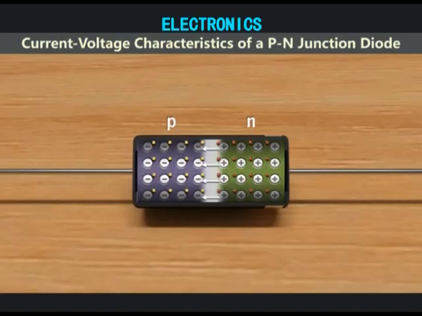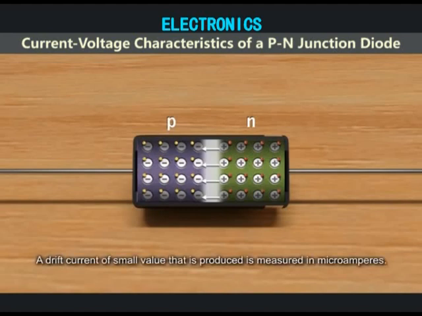The diffusion current reduces enormously, but some of the holes on the P side and the electrons on the N side come close to the junction and are swept towards the majority zone. This is called drifting of the charge carriers. Thus, a drift current of small value is produced and is measured in microamperes.